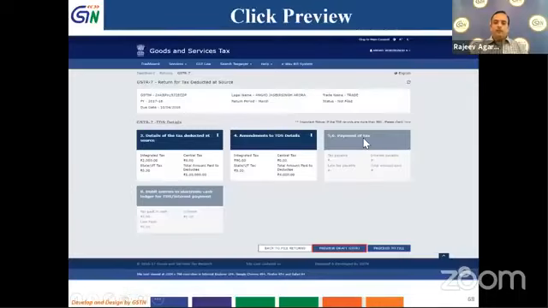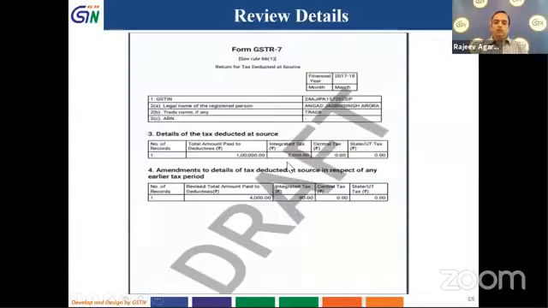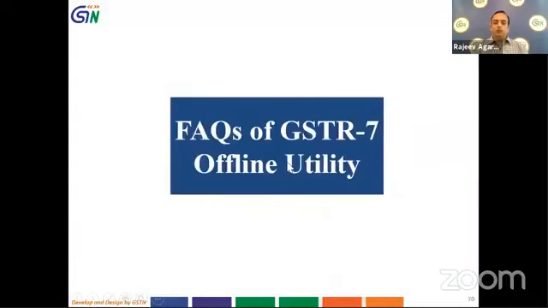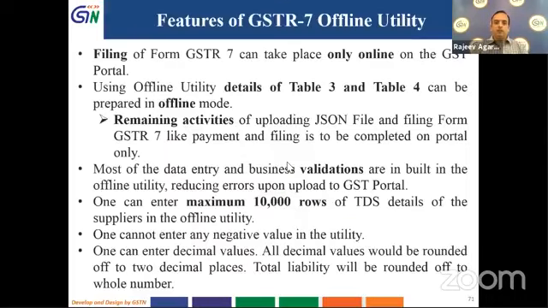If you see, there are other tiles, payment of tax tiles and debit entry tiles that we have discussed in our webinar, which was conducted on GSTR7 online filing. You can go and see that details. We will restrict right now to table 3 and table 4 only, which is concerning offline utility. And you can download that file. Now we will look at the FAQs of the GSTR7 offline utility.